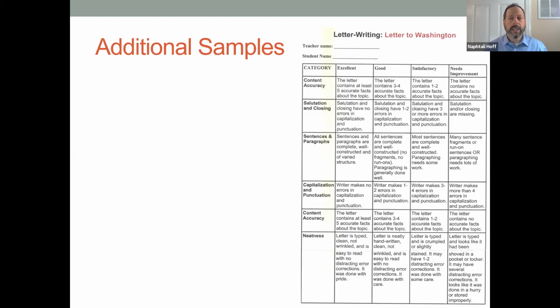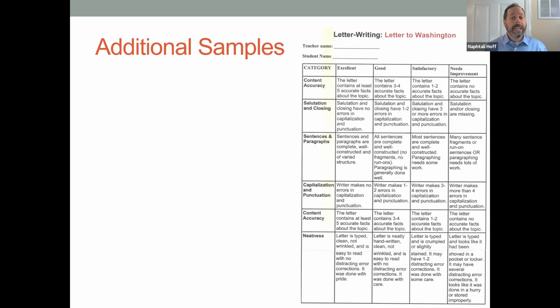You want your students to write a letter to Washington. So if you'll notice the categories on the left side, you've got content accuracy, salutation, closing. This is a formal letter, so it needs a salutation, it needs a closing. It also has sentences and paragraphs in the body.